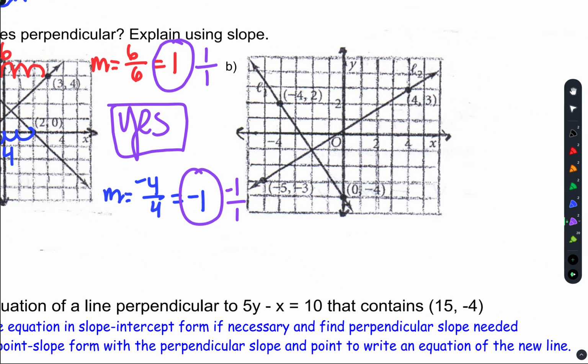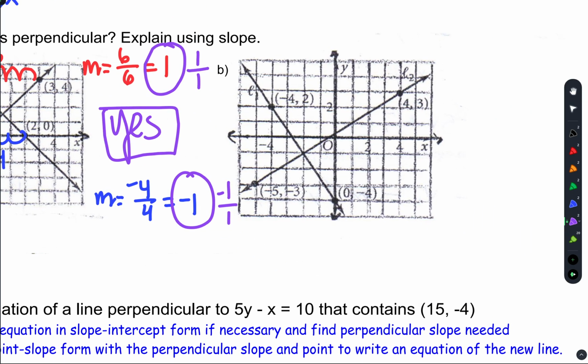Let's do another one real fast here. Again, I'm counting from left to right, so pick the point on the left. Go 1, 2, 3, 4, 5, 6 up. 1, 2, 3, 4, 5, 6, 7, 8, 9 across. 6 over 9, aka 2/3.